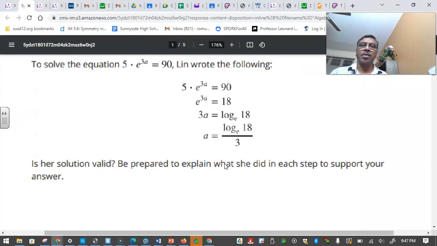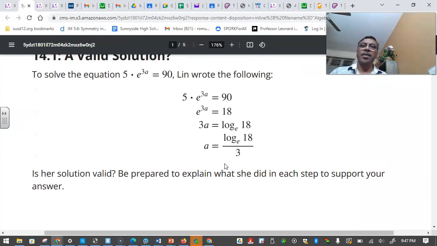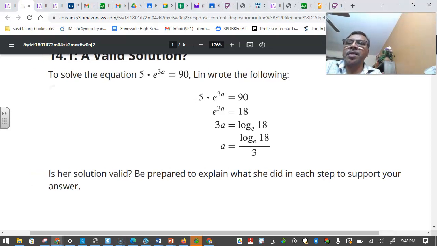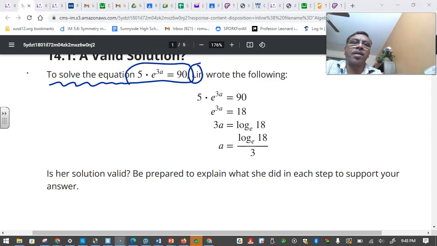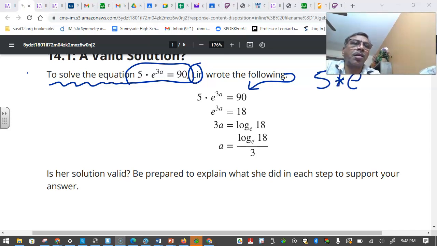Okay, the first question. I want you to write this on the back side of the page, even though it doesn't show you this. To solve the equation, a student named Lynn writes the equation this way. Let's see whether she does it correctly. So it is 5 times e raised to 3a equals 90. So the first thing is done.